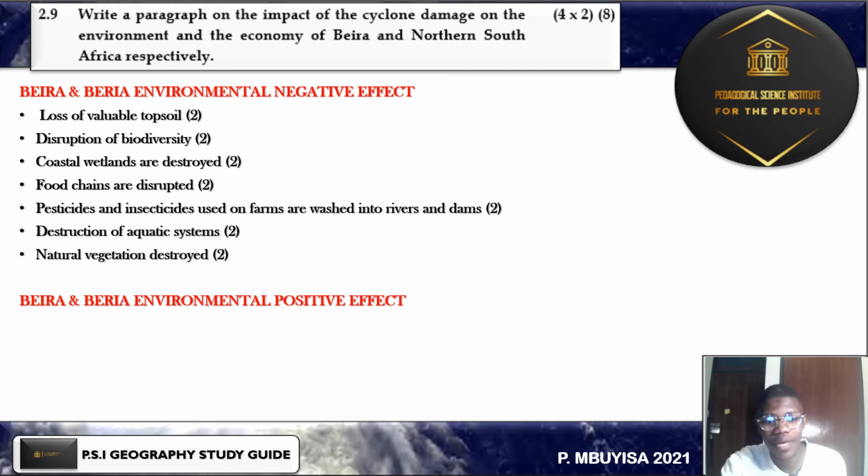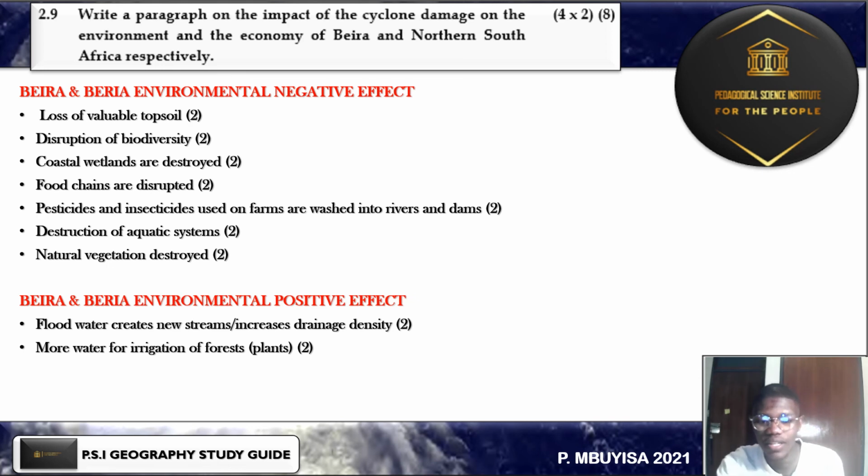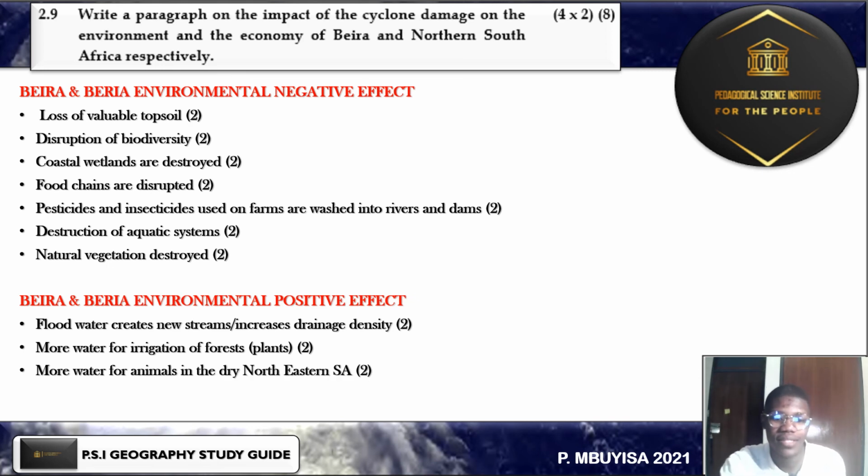Now with regards to Beria and northern South Africa environment positive effect. So the flood waters would create new streams, so that may increase the drainage density, the average streams per unit area. That's again more. There will be more water for irrigation of forests and plants, and more water for animals in the dry northeastern South Africa. Because remember in the article they highlighted to say that it has been a very dry summer, so this system assisted in them getting water, so that is good.